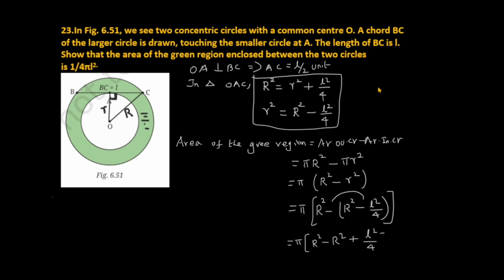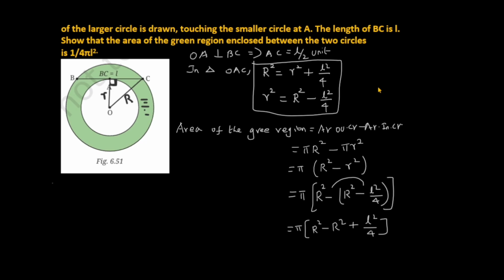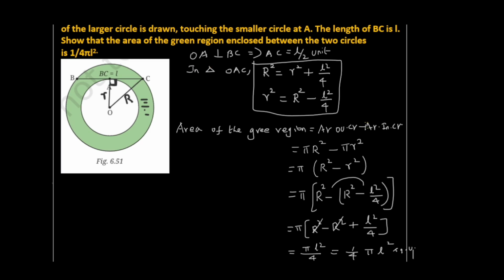squared by 4. Now minus capital R squared and plus capital R squared cancel. So we get pi L squared by 4. So that is the required 1 by 4 pi L squared. So the area of the green region is 1 by 4 times pi L squared square units. That is the area of the green region.